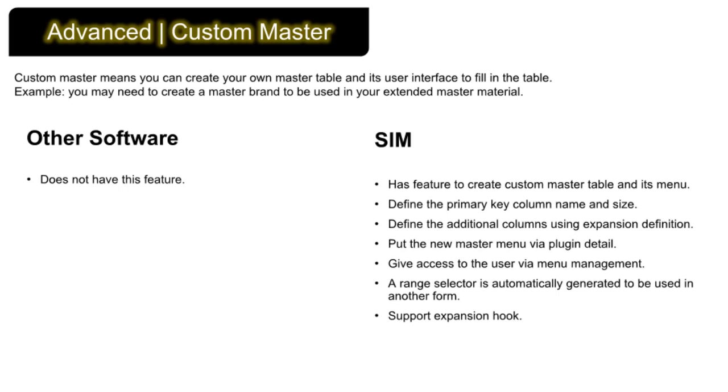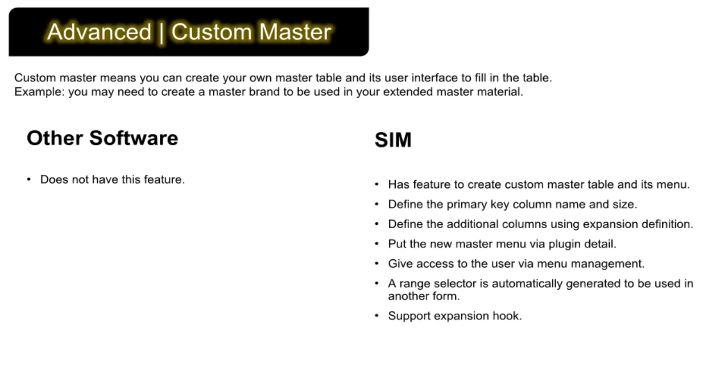Quit and restart SIM software to load the new plugin detail. Then give access to the user via menu management. Log out and log in again, and now you will find master brand menu in your SIM. That's it for adding a new custom master. The whole thing should take less than 10 minutes.